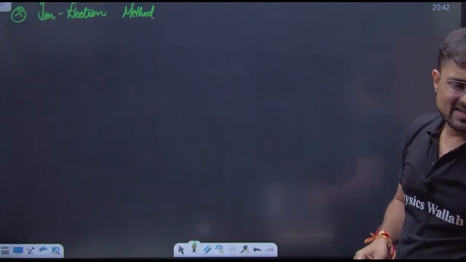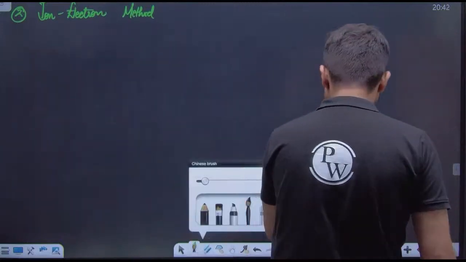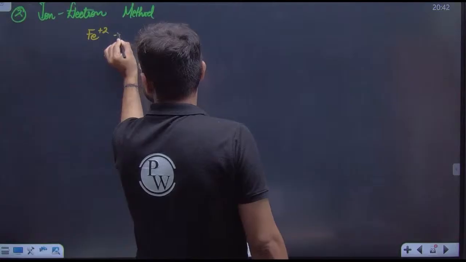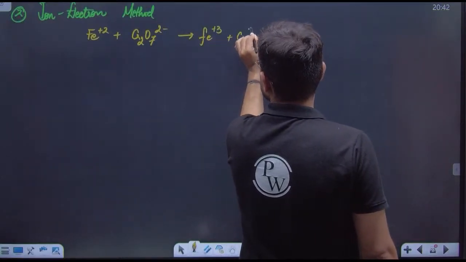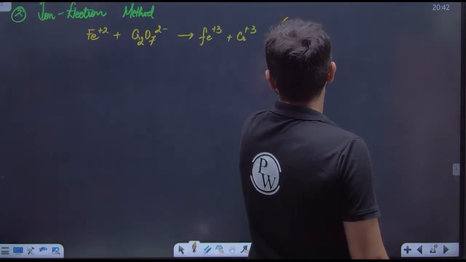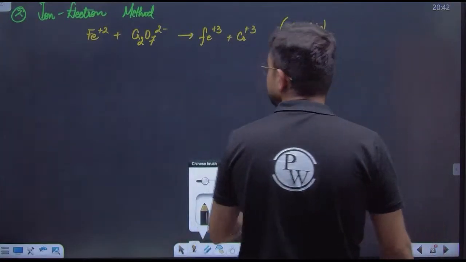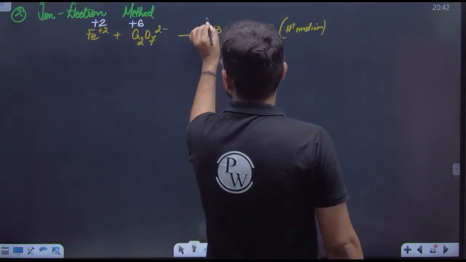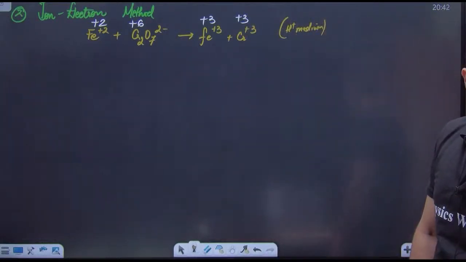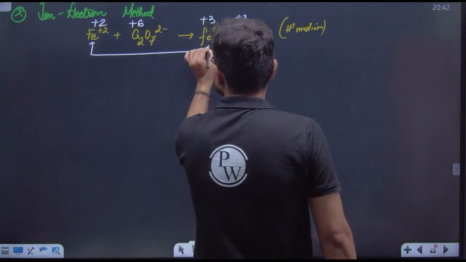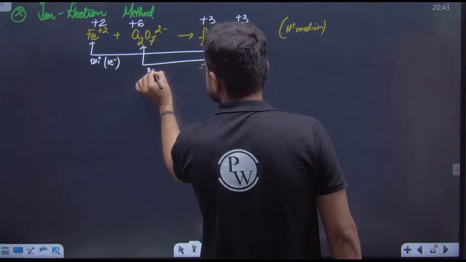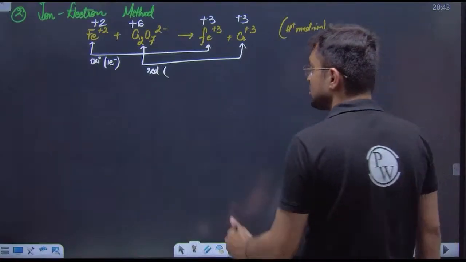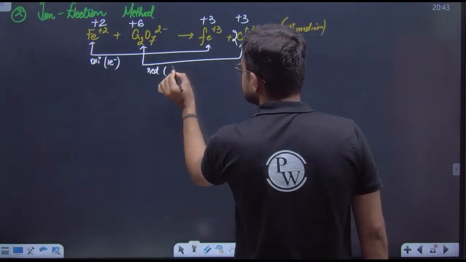Now guys, see, there is no difference in this reaction. Let's write the same reaction again. Fe dipositive plus Cr2O7 dinegative giving you Fe plus 3 and Cr plus 3 in acidic medium. Guys, as usual, rule number 1, write down the oxidation number of each and every ion. Then step number 2, find out which one is getting oxidized and by how many electrons. Then see which one is getting reduced and again by how many electrons. So here there are 2, here there are 1. So 2, 3 2 are 6, 6 electrons.